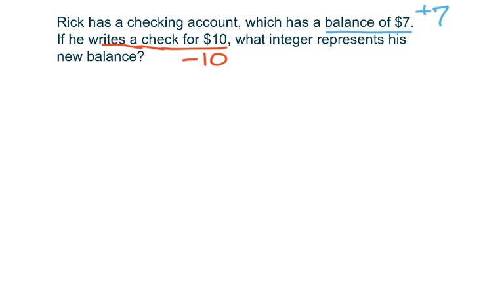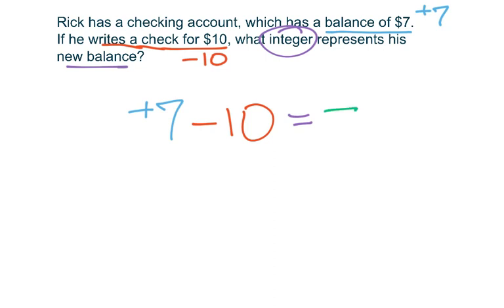So then it says, okay, what integer represents his balance? Well, again, if I started with positive 7 and then I added to it -10, or I subtracted 10, then I want to ask myself battle questions. So is it a battle? Yes. Who's going to win? Hopefully you'd say the negatives. And then I'd ask by how much? And so -3. And I'm going to box that up.